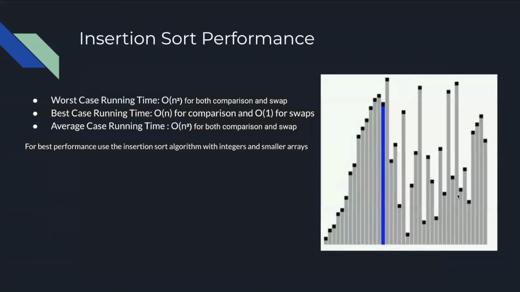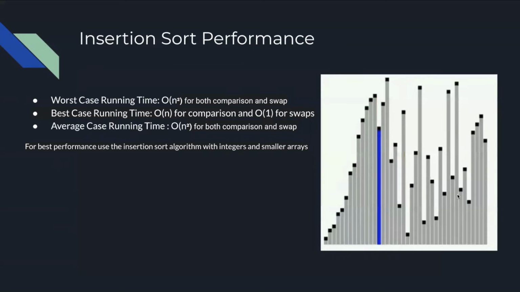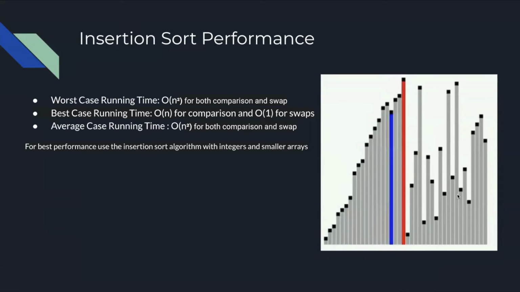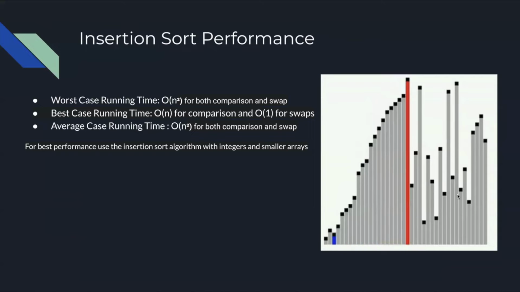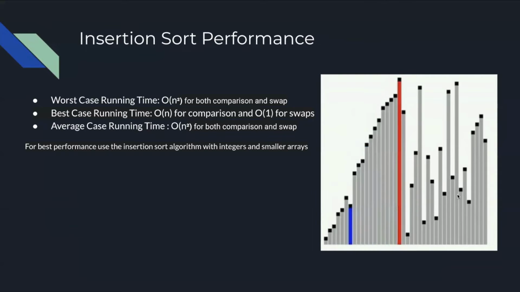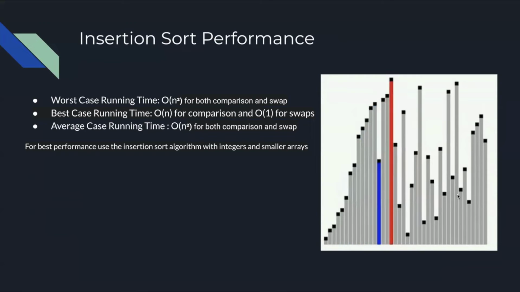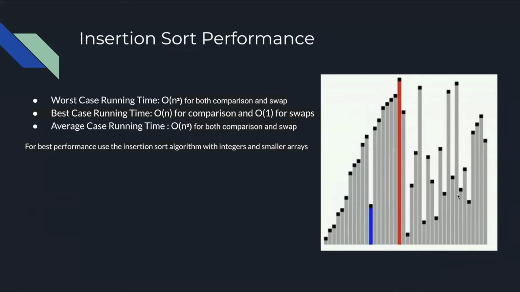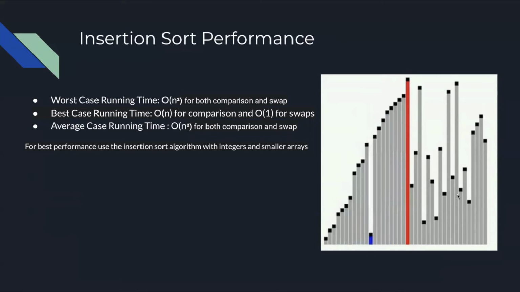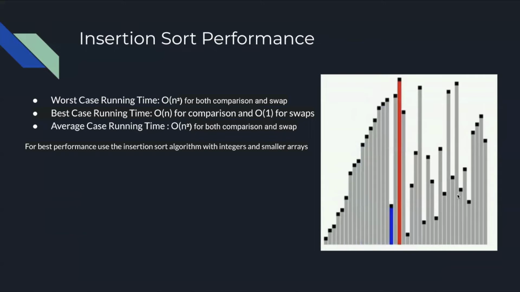So then we get to the actual performance of this algorithm. The worst case running time for an insertion sort is O of n squared. This is for the comparison and swap. So when comparing two values, the worst runtime is going to be O of n squared, and the worst runtime for swapping is going to be O of n squared as well. That's just because you're going to have to run through a for loop and a while loop.